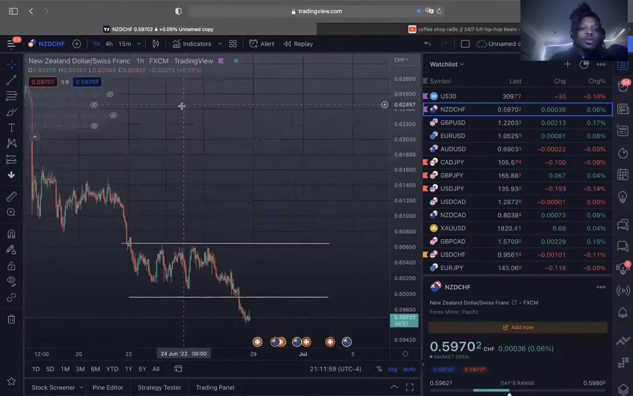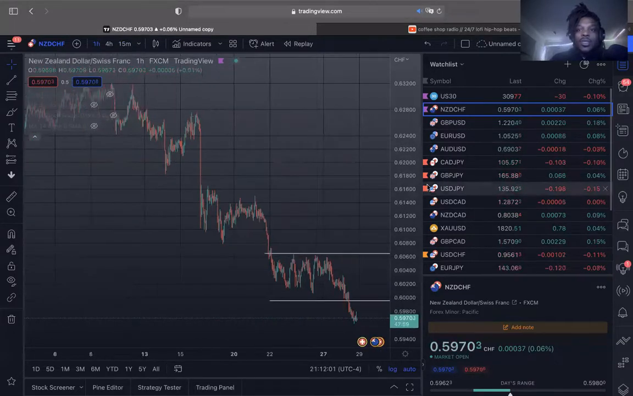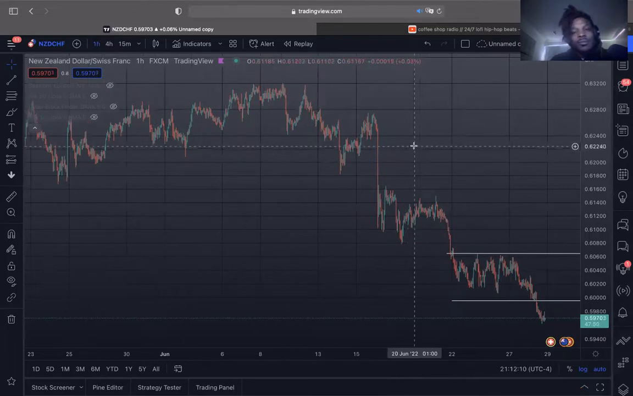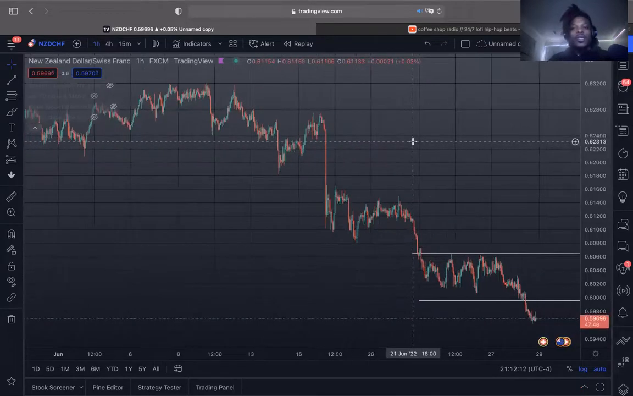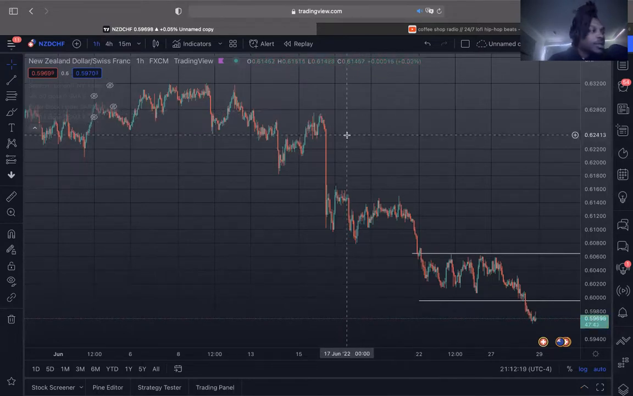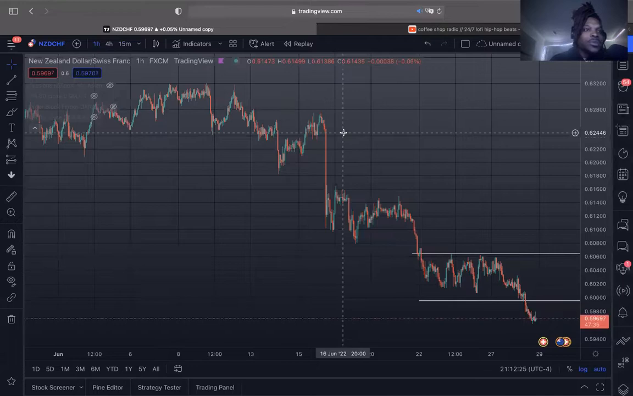All right, so right here, it was pretty simple, guys. This was a pretty simple trade, guys. When you are able to read structure pretty clearly and see how the market is moving, you just really need to look for pullbacks and then continuations.